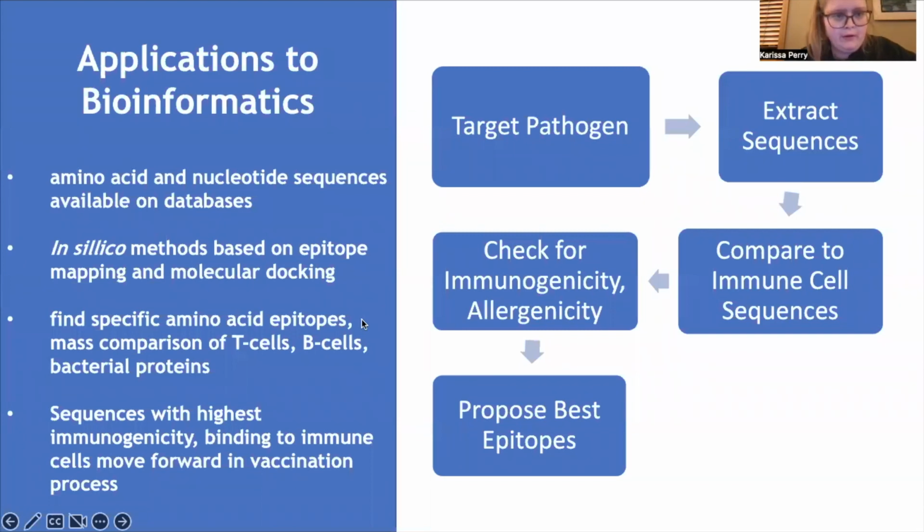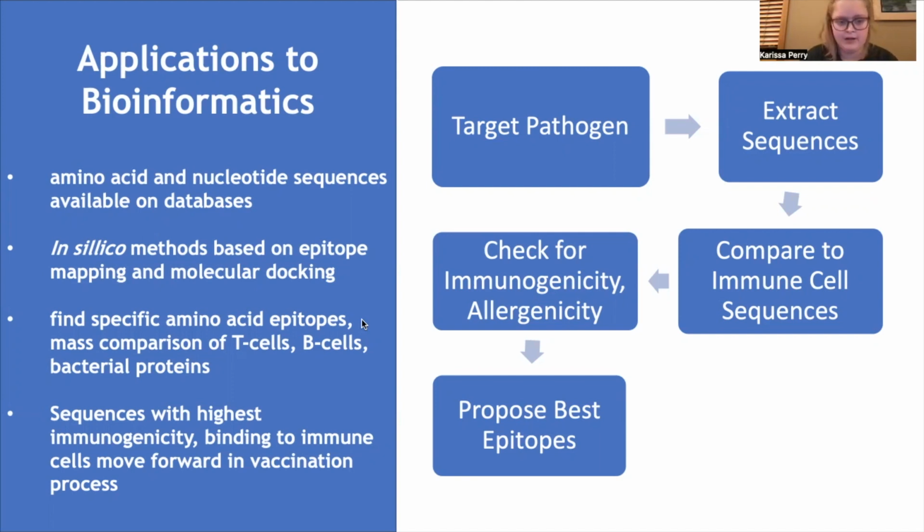Some applications to bioinformatics. The study looked at amino acid and nucleotide sequences, which are available on various databases. The study also looked at in silico methods based on epitope mapping and molecular docking, and those techniques will be explained further later on. And they found specific amino acid epitopes and did a mass comparison to T cells, B cells, and bacterial proteins. So they took the sequence of bacterial proteins and compared their sequences to T cells and B cells, and those sequence overlaps are referred to as epitopes.